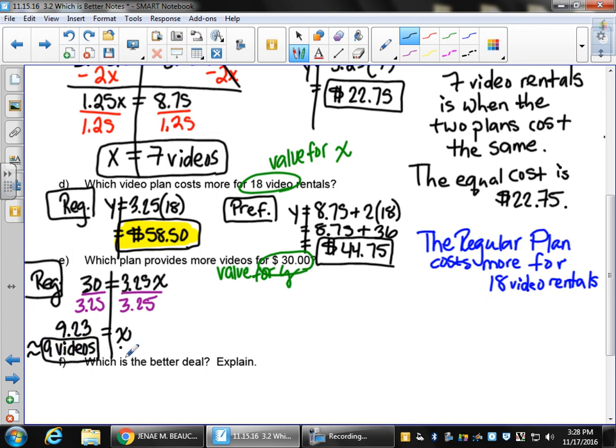Which makes sense we'd get a decimal, right? Because you bring in $30 in cash, it doesn't mean that your cost of renting will be exactly 30. So you can rent 9 videos and you'll have some change left over.